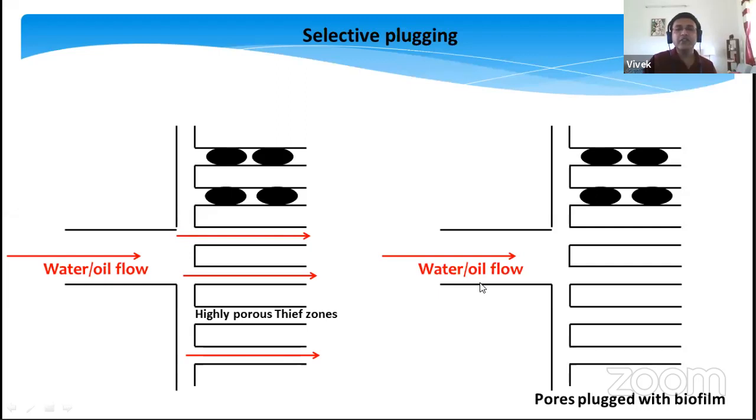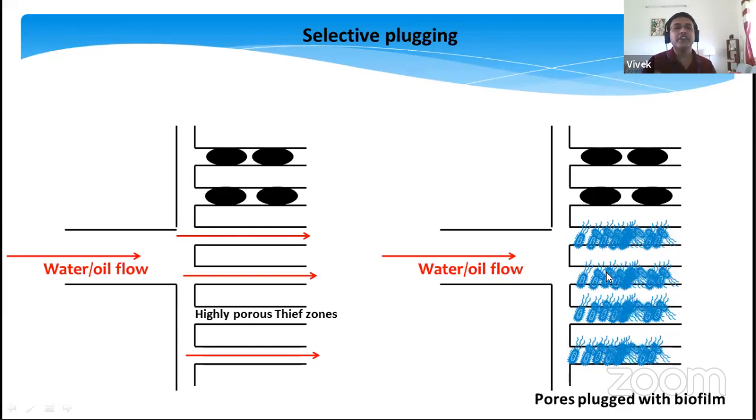But we address this by injecting microbes that can selectively plug these so-called thief zones. You all know that biofilm forming microbes can do this job efficiently. When these microorganisms are injected, they are trapped inside these oil-less thief zones, thereby facilitating the movement of water through the zones where oil is present. This is how the concept of selective plugging works, where we make use of microorganisms to improve the oil recovery.